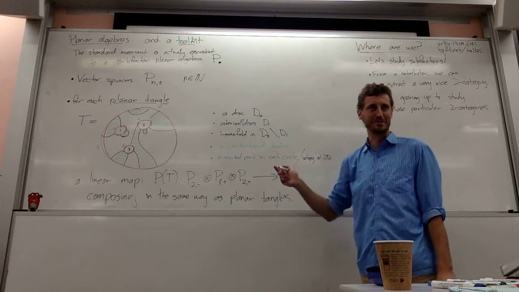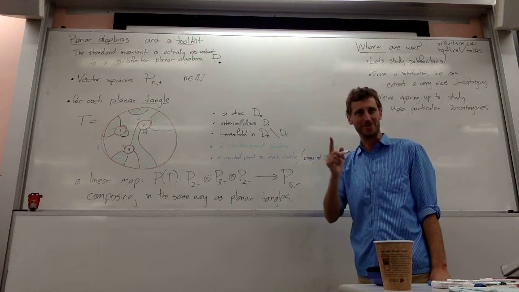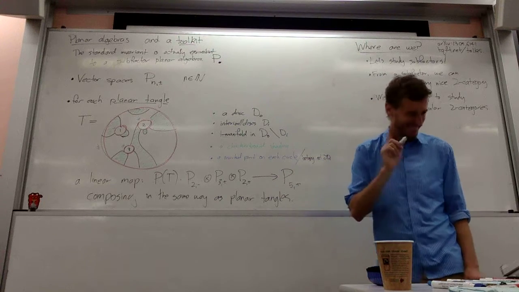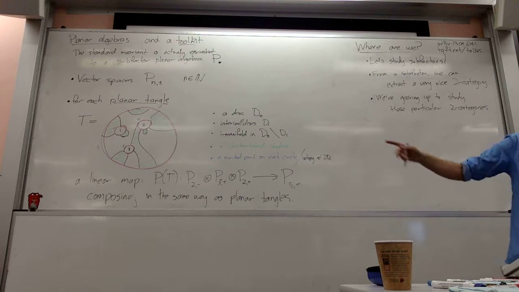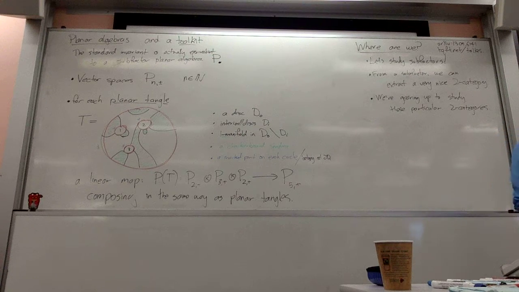Calling them shaded is also a great piece of technology because it works on blackboards and whiteboards and in print. Okay, why do you always have an even number? Because there's a checkerboard shading. That's a condition.